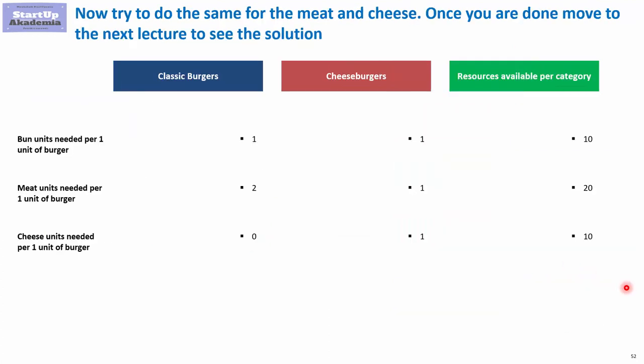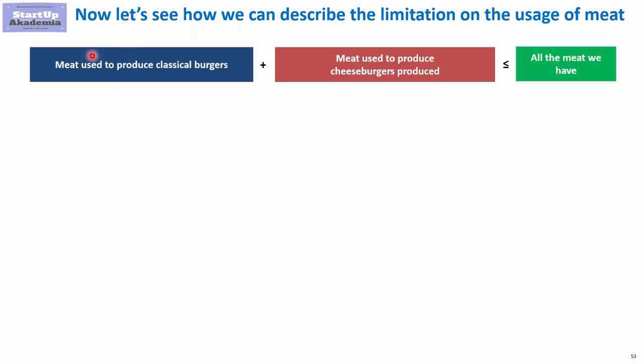Now let's try to do the same for the meat and cheese. We've got here the usage, so we know that we're going to use 2 units of meat for the classical burger and 1 for the cheeseburger, and the cheese is only used for the cheeseburgers. So let's have a look how does it look like for the meat. Again, we have the meat used to produce classical burgers and the cheeseburger, and it has to be smaller or equal to what we've got.